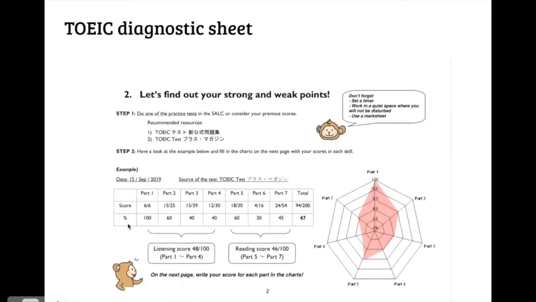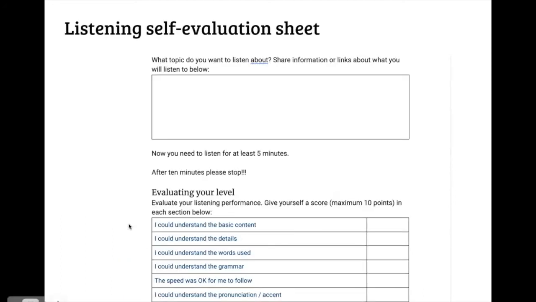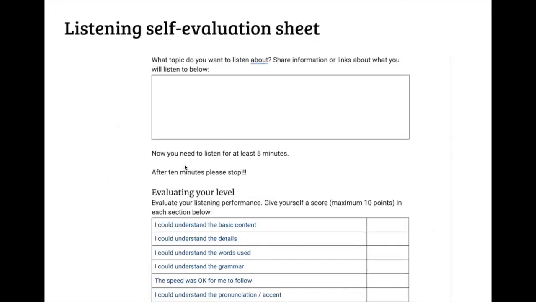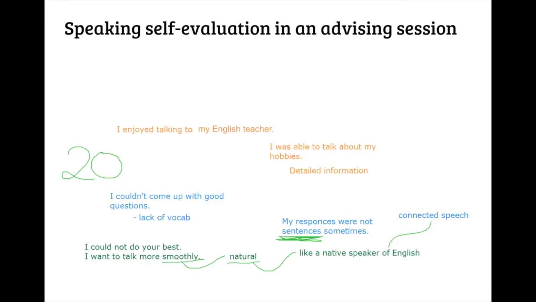So this is a TOEIC diagnostic sheet. And this is a listening self-evaluation sheet. And this is what my advisee and I made during an advising session in terms of speaking self-evaluation. The text in orange are things the student was happy about. And the blue ones were the things that the student wants to develop more. And 20 is the score that she gave herself for her speaking. You don't have to prepare sheets like these, you can use just a piece of paper and pen to support your learner's self-evaluation in advising sessions.